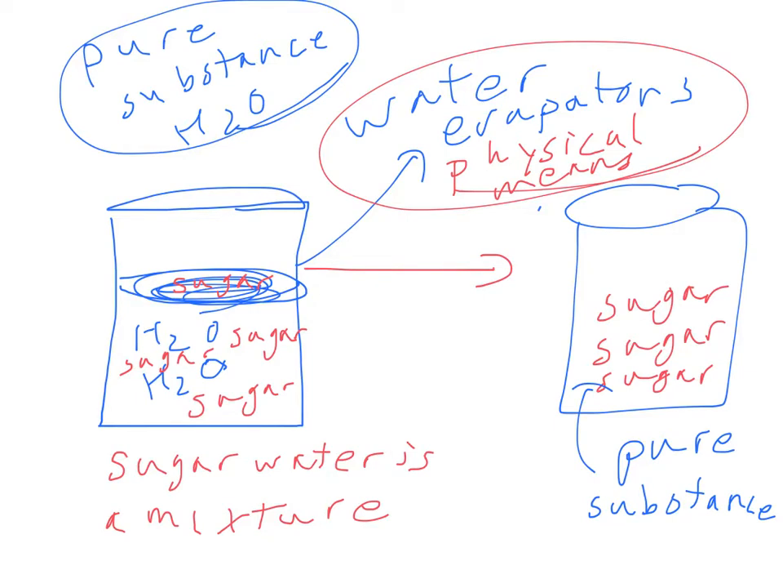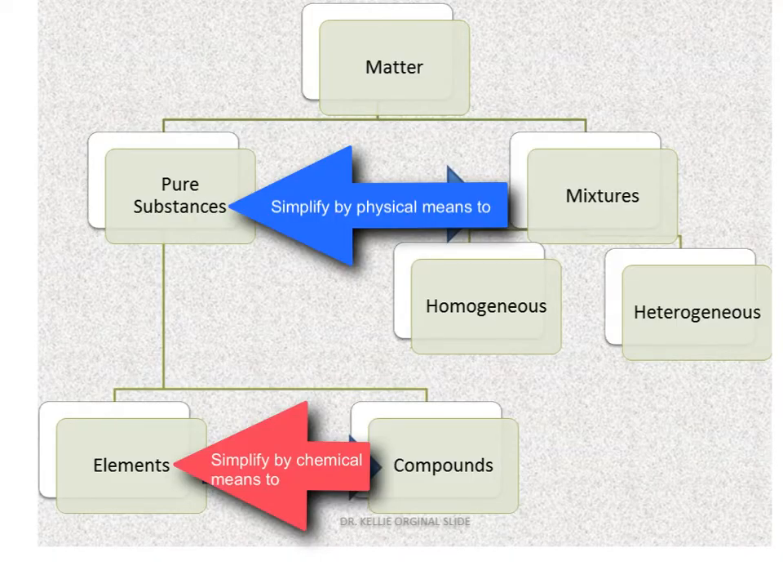Write down willow, W-I-L-L-O-W. Write down willow. We divide pure substances into two important categories: elements and compounds. Once again, their relationship is defined by simplification. Compounds can be chemically simplified to elements. Elements cannot be chemically simplified.